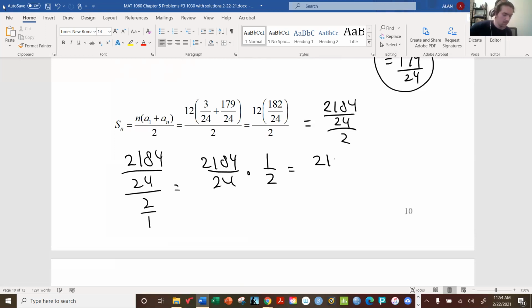So I end up with 2184 over 48. And it turns out that both of these are divisible by 24. So I can reduce this to 91 halves, which is 45 and a half if you want to write it out like this. Ooh, that was a mess, wasn't it? Oh, yes, it was.